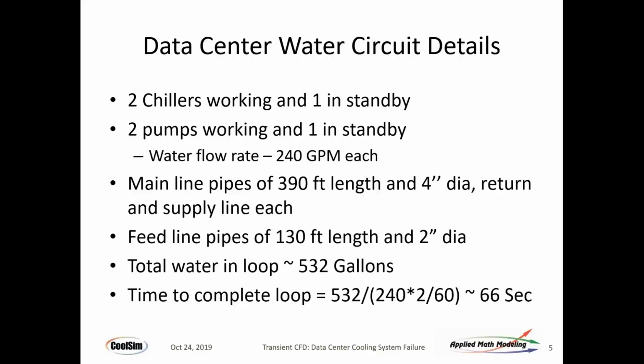In this case, this one had 390 feet, a 4-inch diameter return and supply. It had 2-inch diameter feed lines. You have to figure out the total mass, 532 gallons in this case, and the time. We need the flow rate. How long does it take to complete the loop? In this case, it's 66 seconds, 33 to get to the chiller, 33 to get back. So that's the important information you need to know in order to do a transient study of a data center that's cooled by chilled water.